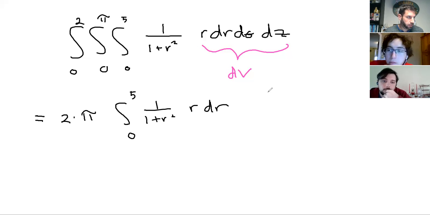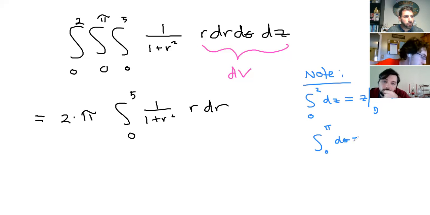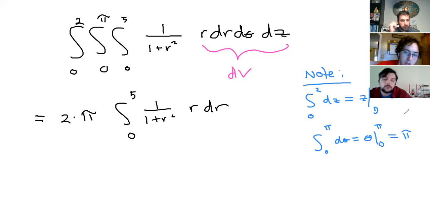So here's what I'm doing. If you need some guidance on what I did, here's what you should note. The integral from 0 to 2 of dz is just z evaluated from 0 to 2, which is 2. And the integral from 0 to pi of d theta is just theta from 0 to pi, which is just pi. See, these are just automatic. Now, it might not be automatic for you. You might have to ponder this for a few seconds, but that's one of the hidden gems of this.